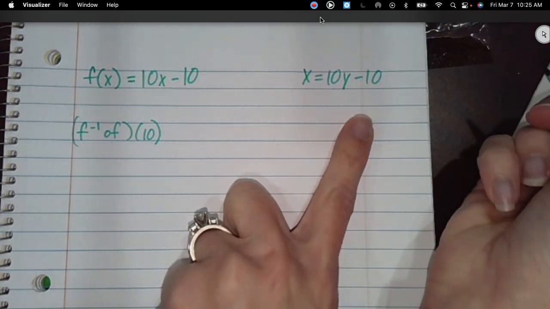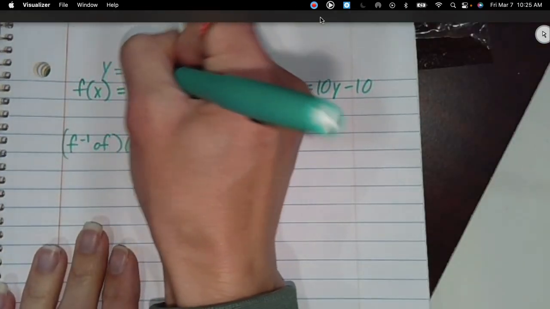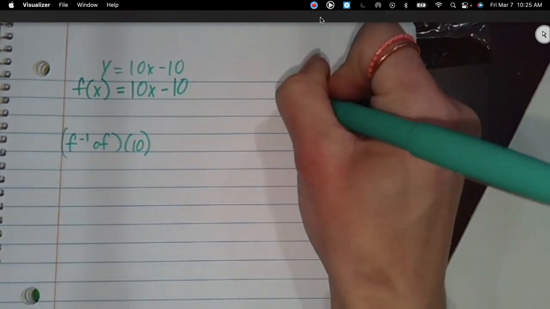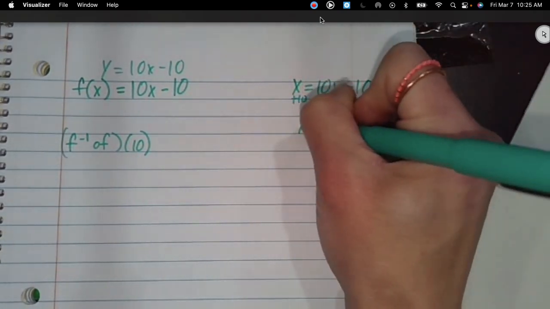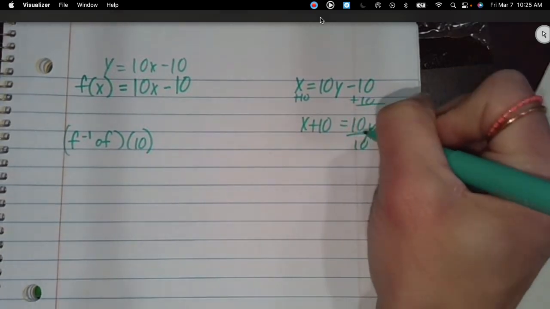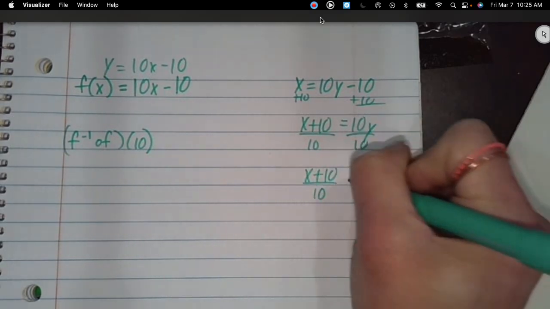Flip it. Switch it. Well, I did switch it. Add 10. I add 10. I could have rewritten it like that, and then I did switch them. So yes, add 10. So I have X plus 10 equals 10Y. Then what? Divide by 10. There we go. I've got X plus 10 over 10 equals Y.